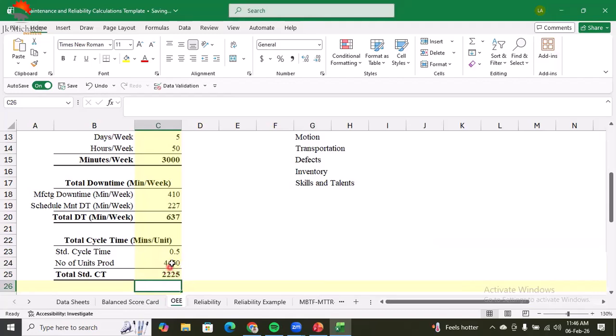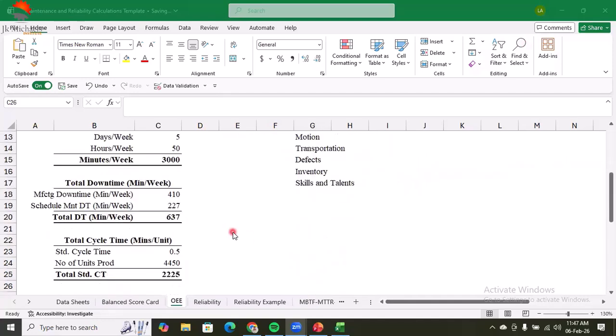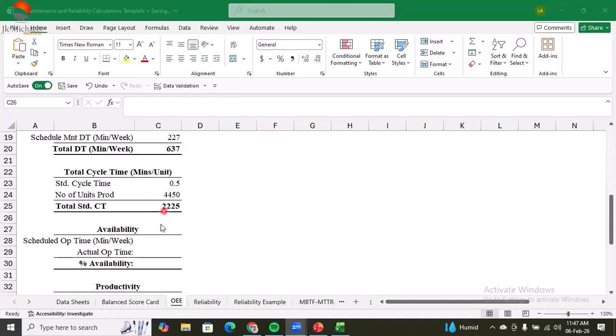4,450 units. So now that we have determined our total standard cycle time, in other words, what would be expected to produce 4,450 units of products, it is 2,225 minutes. Then let's go on with our calculation.